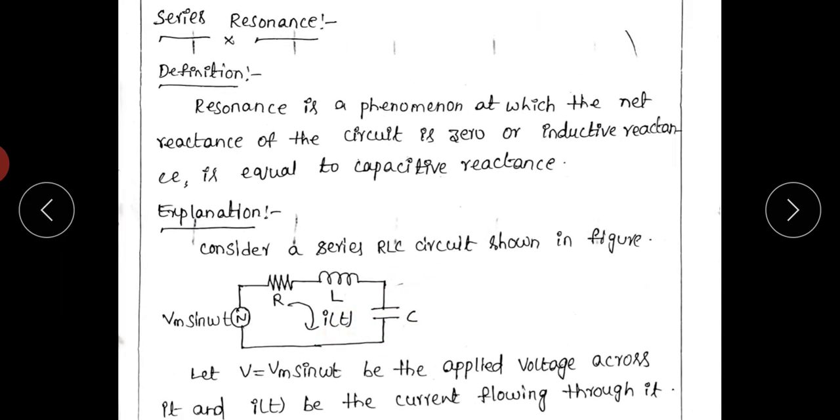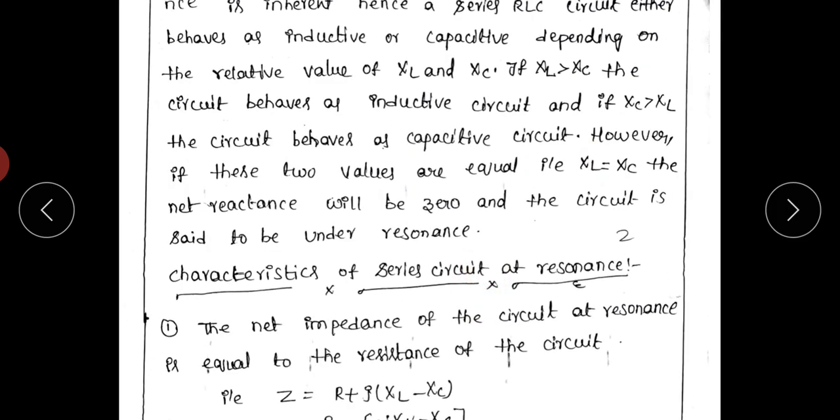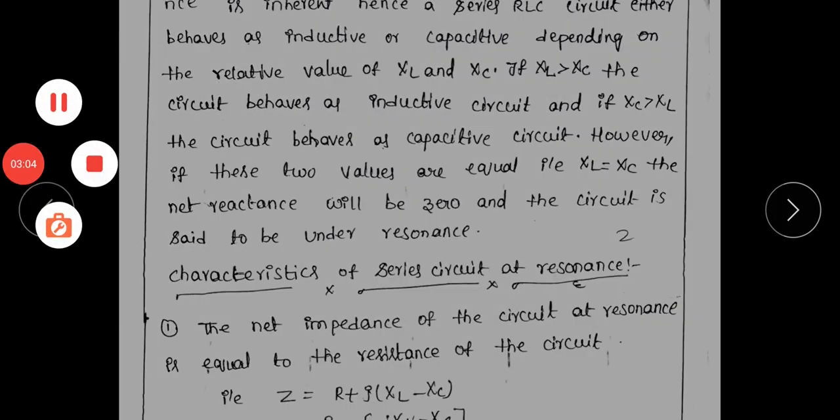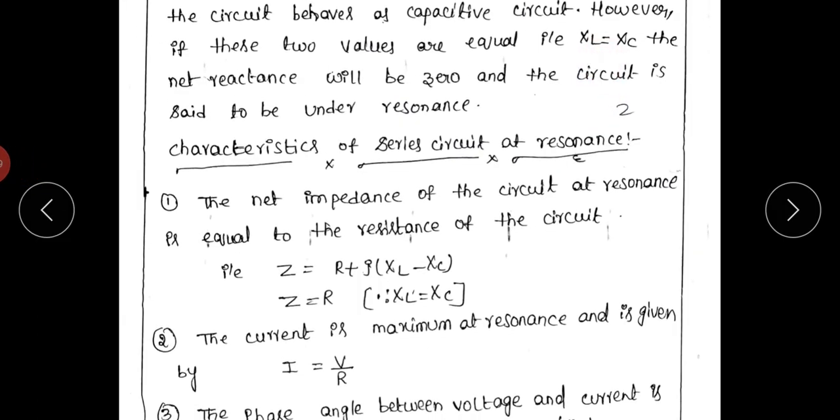But at resonance condition, these two reactances are equal. XL equals XC, so the net reactance XL minus XC equals 0. In that case, the total impedance Z equals R, and the circuit acts as a resistive circuit. The net reactance is 0, the circuit acts as a resistive circuit, and it is said to be under resonance condition. Now the characteristics of a series circuit at resonance.